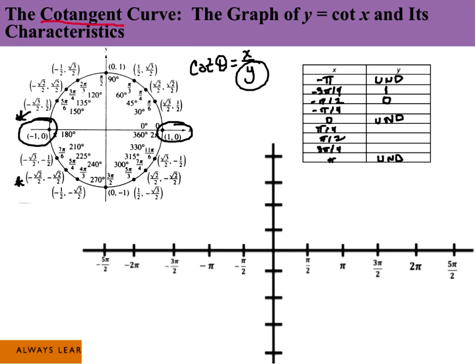Negative pi over 2, I do the division and I end up with 0. Negative pi over 4, I do the division and I get negative 1. Pi over 4 is 1. Pi over 2 is 0. 3 pi over 4 is negative 1.